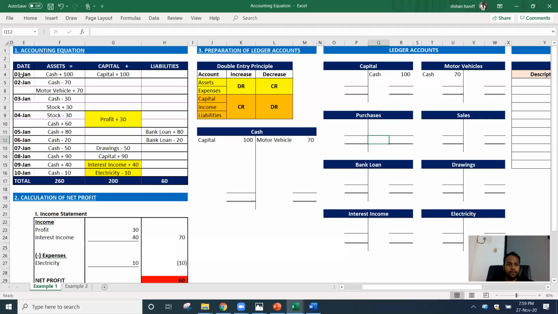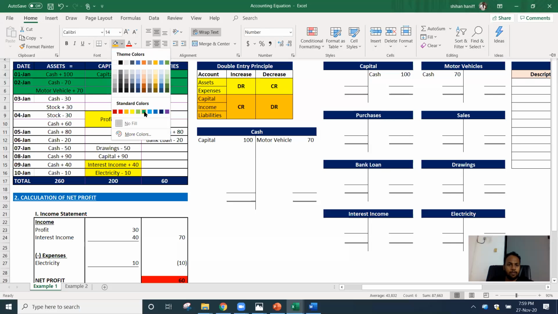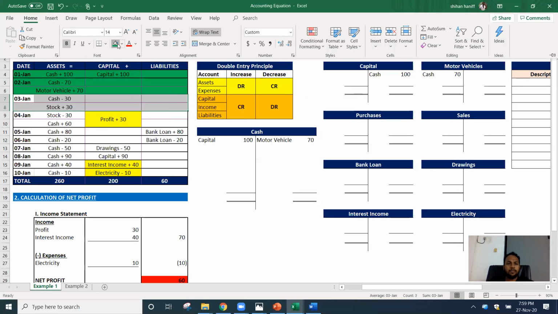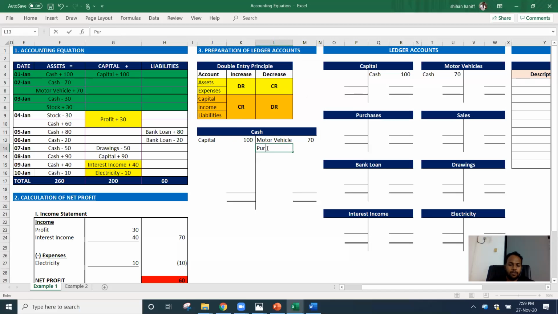Then third transaction, I did the first one and the second one. And the third transaction, purchases. Cash will reduce by 30. And when you are recording in the ledger account, the purchases will be recorded in the purchases account, not in the stock account. But in the accounting equation, you show it as stock.